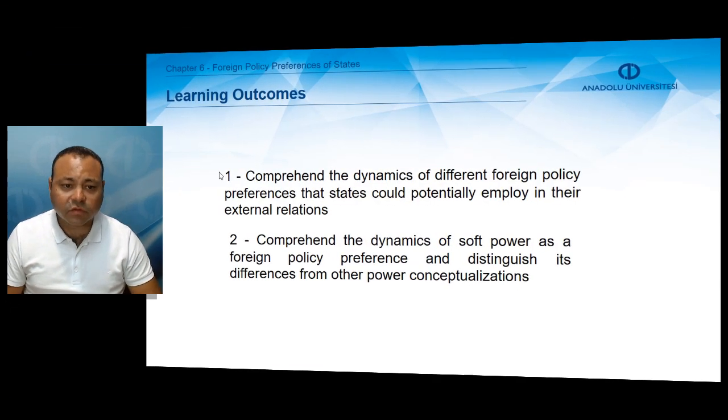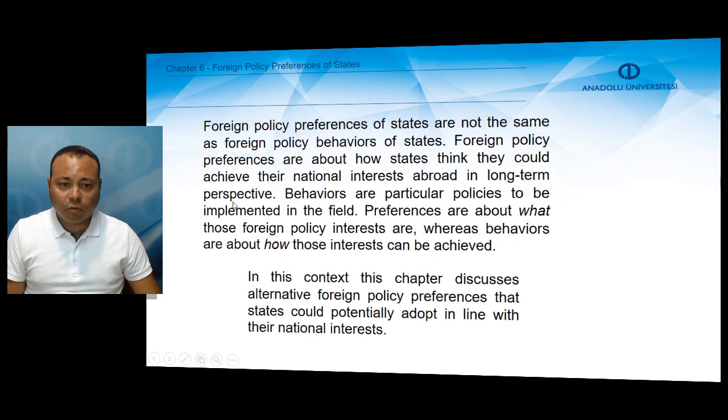The first one is to comprehend the dynamics of different foreign policy preferences that states could potentially employ in their external relations. The second one is to comprehend the dynamics of soft power as a foreign policy preference and distinguish its differences from other power conceptualizations. Foreign policy preferences of states are not the same as foreign policy behaviors of states.